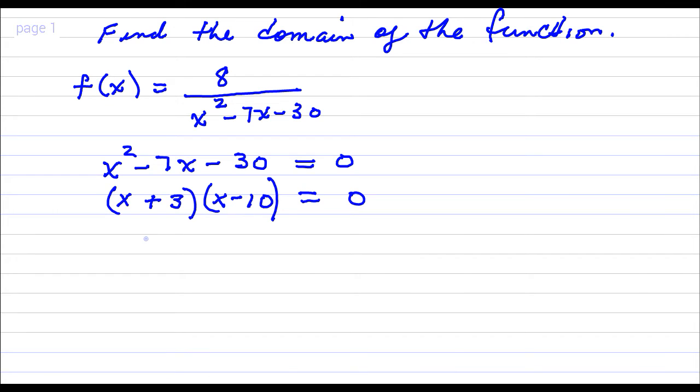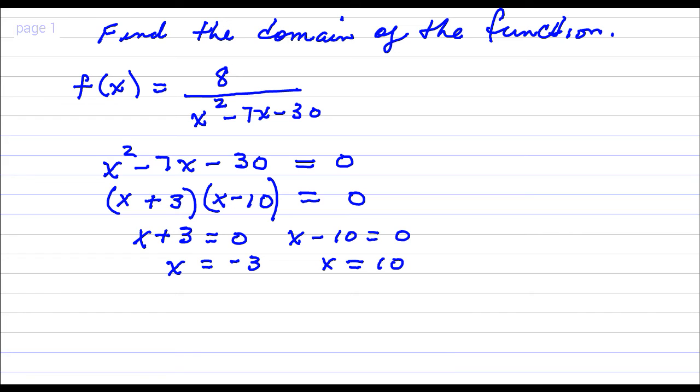So then what you're going to do is take each factor and set it equal to 0 and solve each one. Negative 3 and 10. Okay, so these two numbers are not part of the domain because if you were to substitute either one of those in for x down here, it would be 0 in the denominator, and division by 0 is undefined.